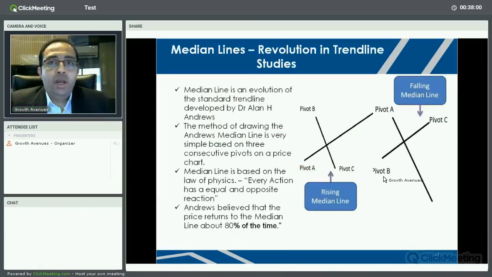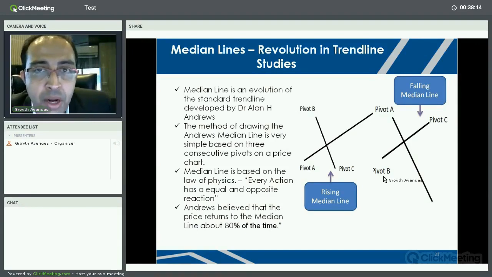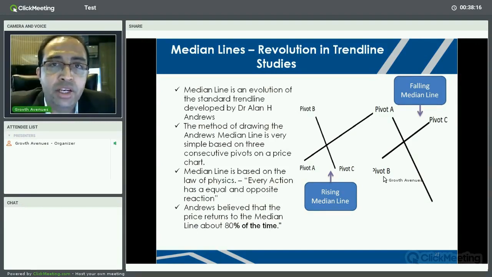So we now come to the other advancement which has emerged in the subject of line studies, which is called a median line. It has been existing for a while, however, many people are still unaware of this subject, as the subject is quite nascent and people use only those elements of trend lines or channels, or maybe they go through a moving average.